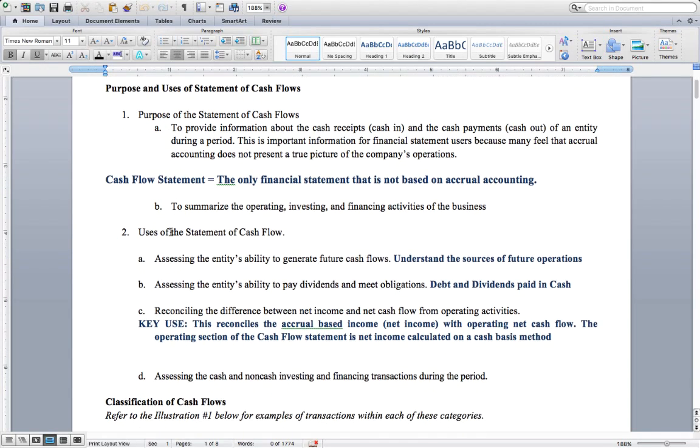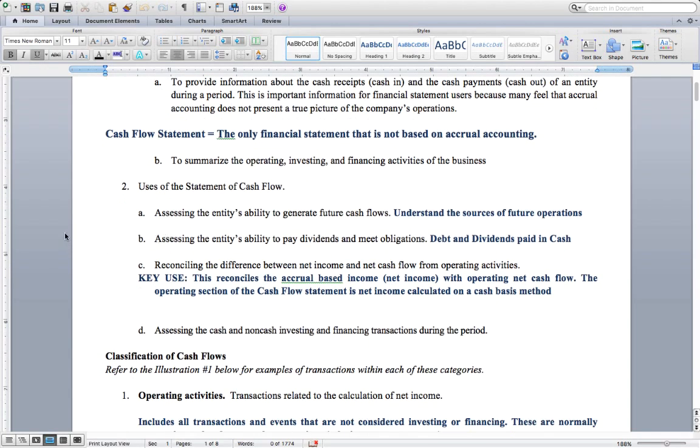A few uses of the statement of cash flows. One is to assess the entity's ability to generate future cash flows. This is to understand the sources of future operations. Another is assessing their ability to pay dividends and meet obligations. So debt and dividends need to be paid in cash, and therefore you need to make sure that you're going to have enough cash to pay that.